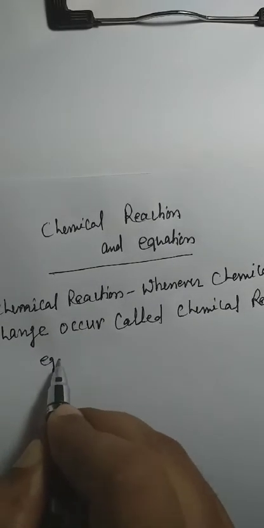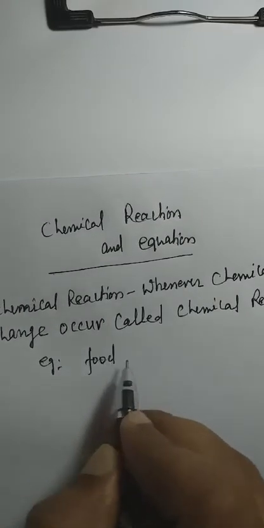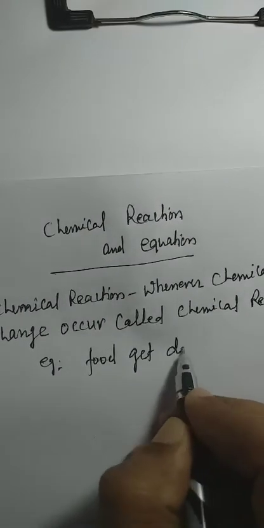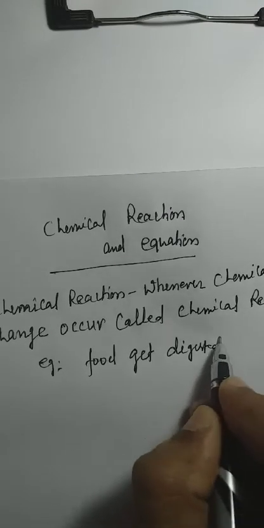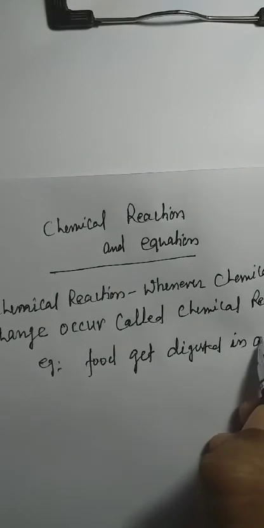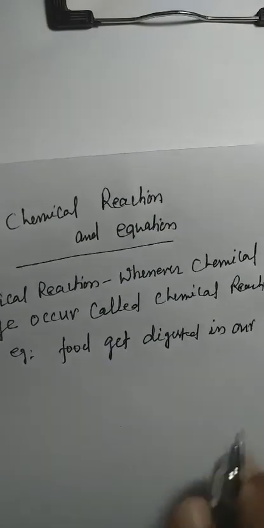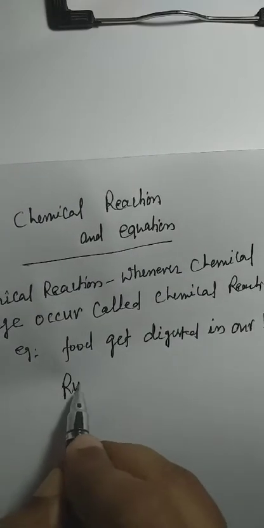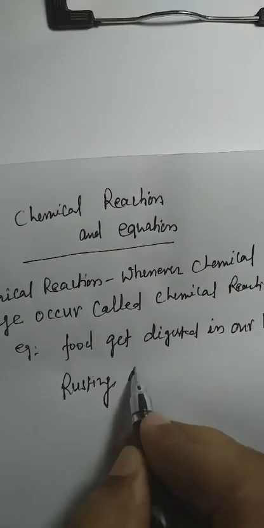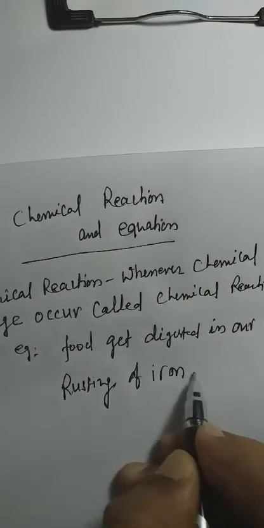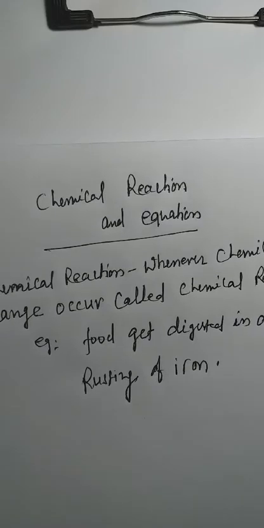Example we are taking, food gets digested in our body. Right, this is one example. Second is rusting of iron, which is a second example, right? Second is chemical equation.